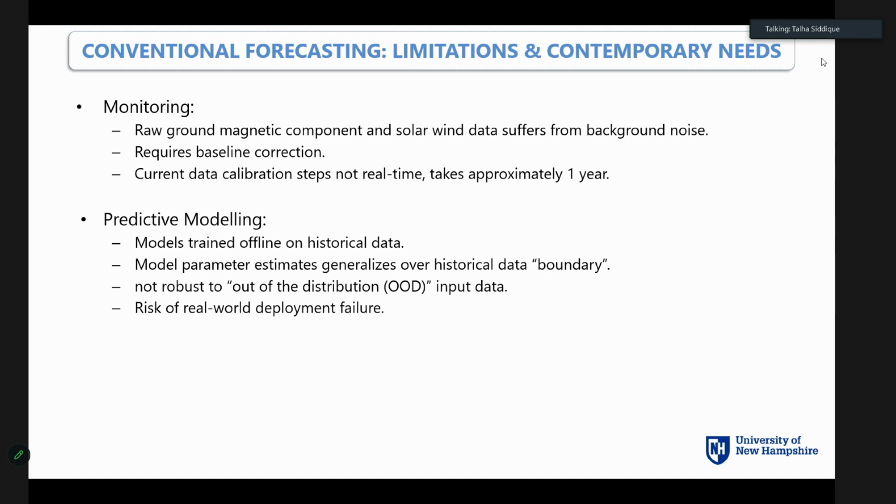And the predictive models that are out there, especially in terms of machine learning, are basically trained offline on historical data. And once the model is trained, it is deployed, where it takes real-time data as input to give predictions. However, if this real-time input data falls outside the bounds of the training data set which was used, then there is a risk of failure, because the model is not robust to this out-of-distribution input data.